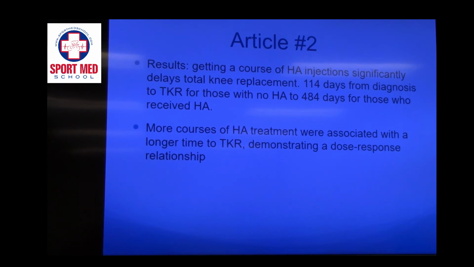The results of the study showed that getting a course of hyaluronic acid injections significantly delayed total knee replacement. The median time from diagnosis to total knee was 114 days for those who didn't have HA, and 484 days for those who received HA. They also documented a suggestion of a dose-response relationship, where more courses of hyaluronic acid treatment were associated with a longer time to total knee replacement.